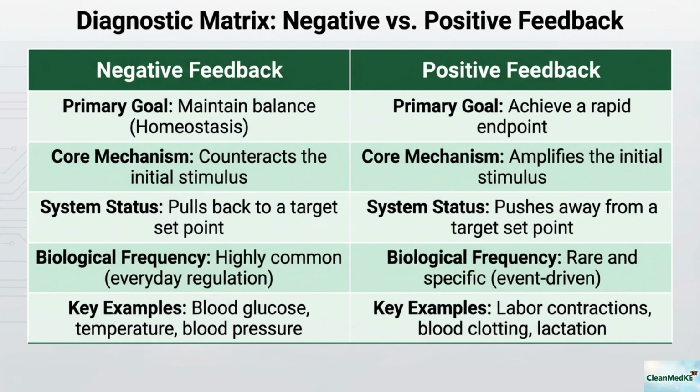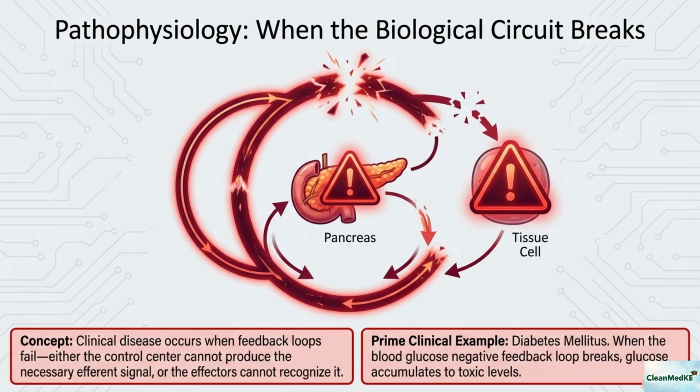a set point, such as with blood pressure or temperature. Positive feedback is a rare, event-driven catalyst that pushes the body away from a set point to achieve a rapid endpoint, like labor contractions or milk ejection. Clinical disease often occurs when these biological circuits break. If a feedback loop fails, meaning the control center can't produce a signal or the effectors can't recognize it, the body loses its ability to regulate itself.